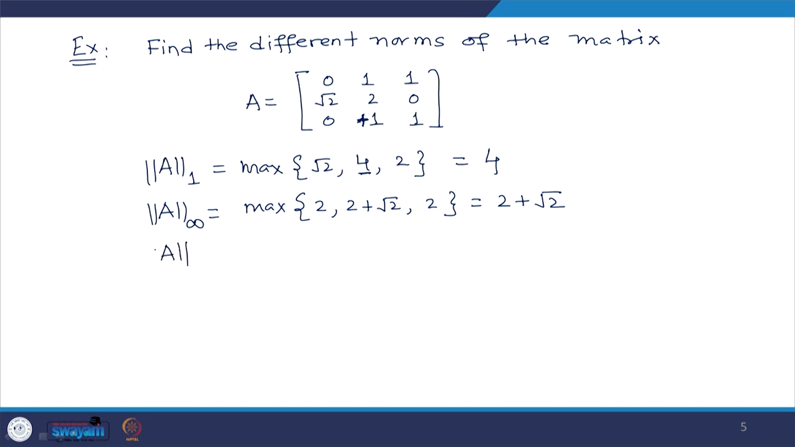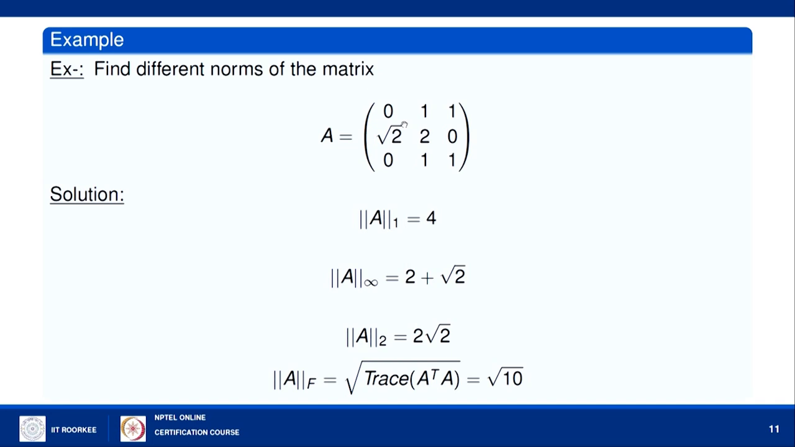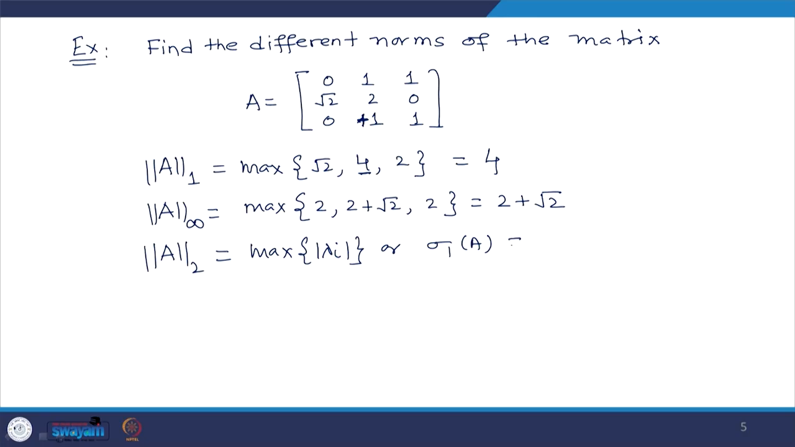Similarly, the spectral norm will be the maximum absolute eigenvalue of A, or sigma 1 of A, that is the largest singular value of A. Both are the same thing. In this case, if I check here, it comes out to be 2 root 2. You can verify it easily.